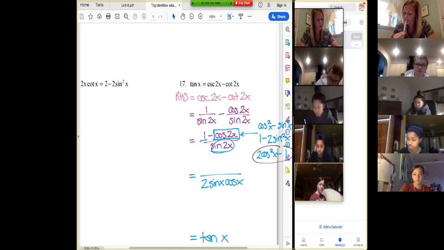Why would I not use that one? You want sine on the top. I do want sine on the top. Why are you thinking I want sine on the top? That's good reasoning. Because the answer is tangent, which is a sine over a cosine. That's great forward thinking there. The other one I would not use is this one, that top cosine squared minus sine squared, because nothing's going to cancel with that one.